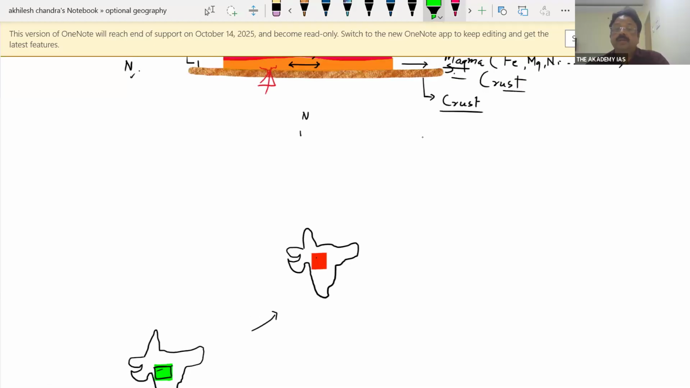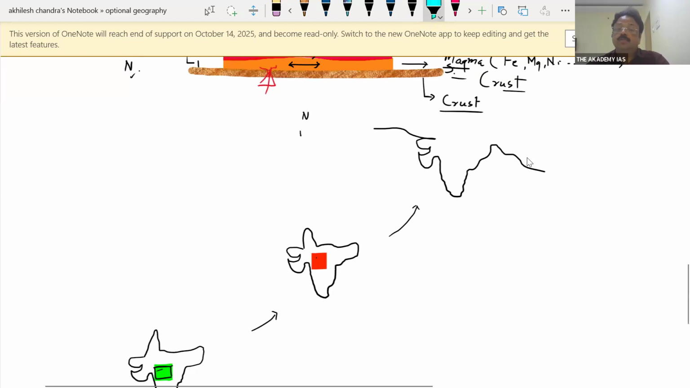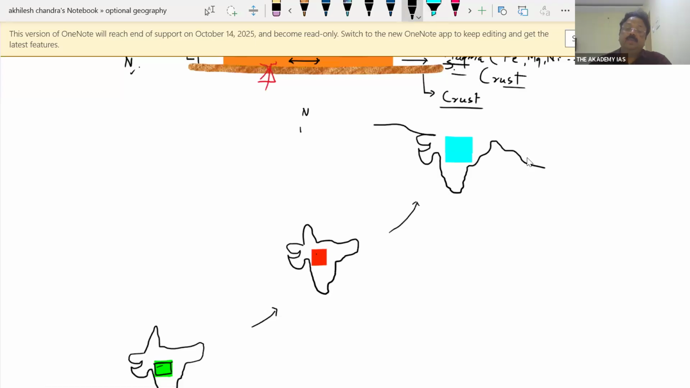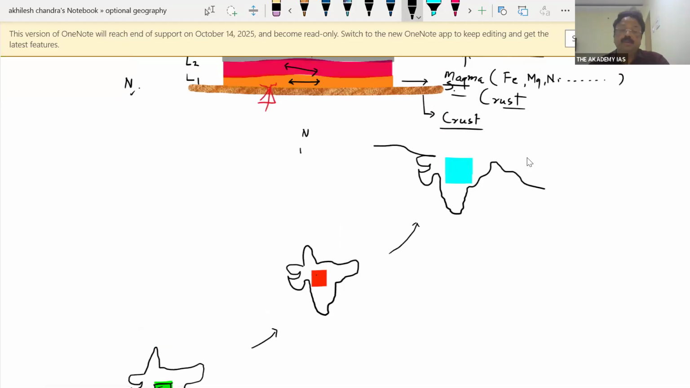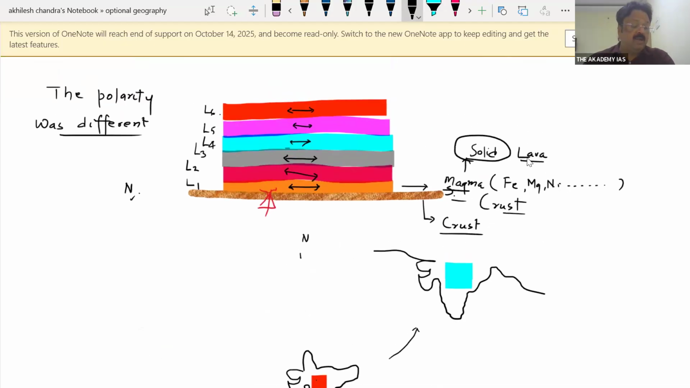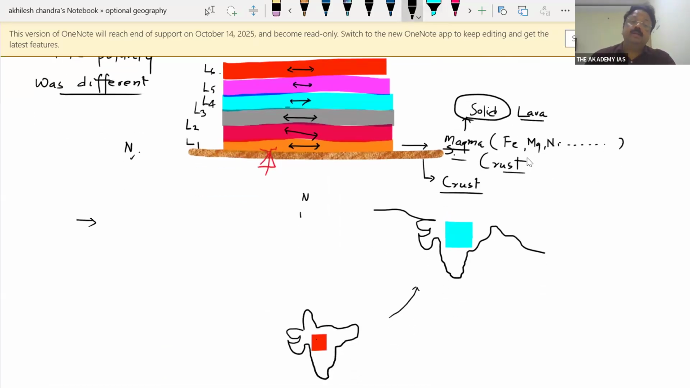Okay. And further you find that India moved over here. This is the present scenario. And due to this, what happened? Another lava flow in which you will find difference in the polarity. So this difference in the polarity is because India drifted. It is not because the pole is going to change. So difference in the polarity in different lava flow is telling the story that continents were drifted.